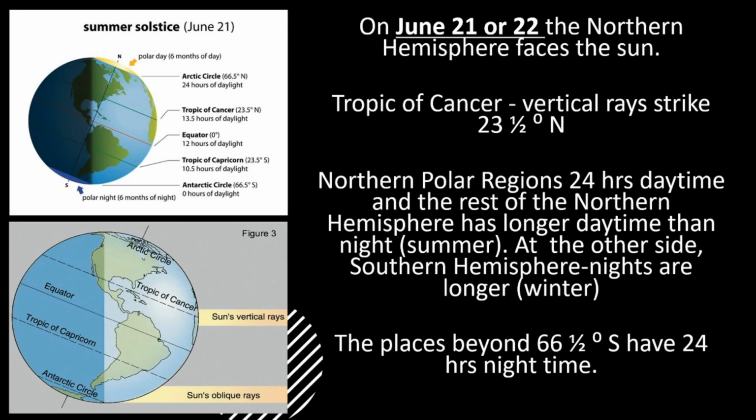On June 21 or 22, the northern hemisphere faces the sun. At the Tropic of Cancer, vertical rays strike 23½ degrees north. Northern polar regions have 24 hours daytime, and the rest of the northern hemisphere has longer daytime than night, and the season is summer. At the other side, in the southern hemisphere, nights are longer and the season is winter. The places beyond 66½ degrees south have 24 hours nighttime.